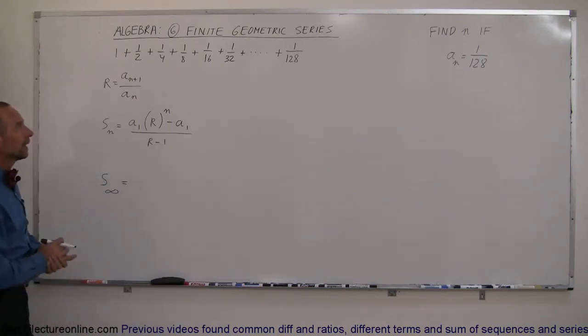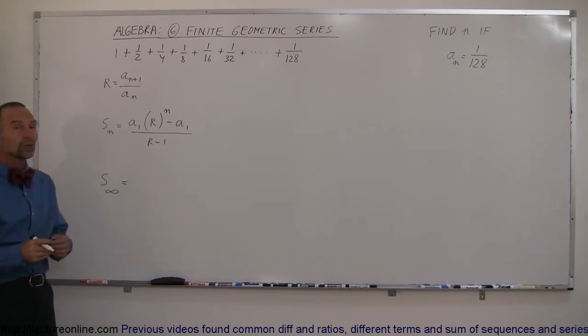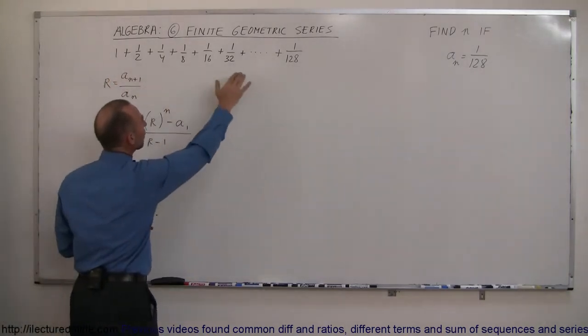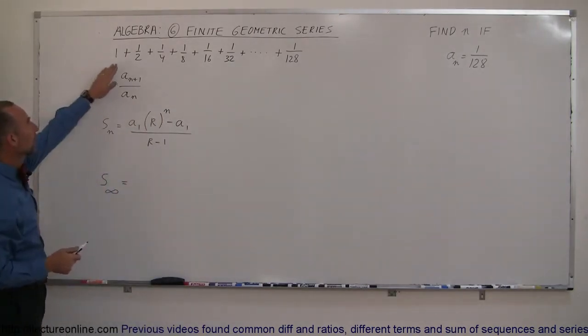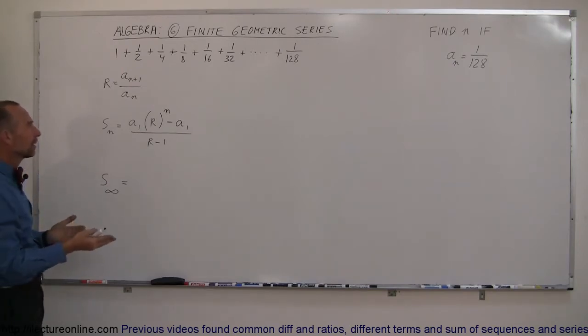Welcome to our lecture online, and here we're going to look at something very special when we deal with geometric series. We're going to deal with the finite geometric series. Here we have a series that actually declines in size as we go on, starting with 1, then 1/2, 1/4. So again, we know it's a geometric series because we're going to find the common ratio.